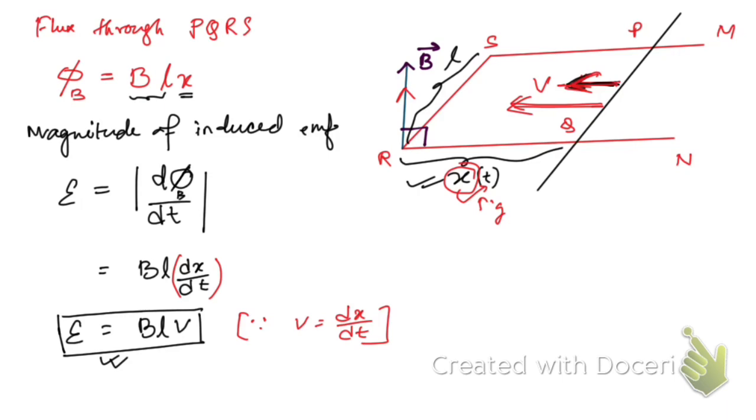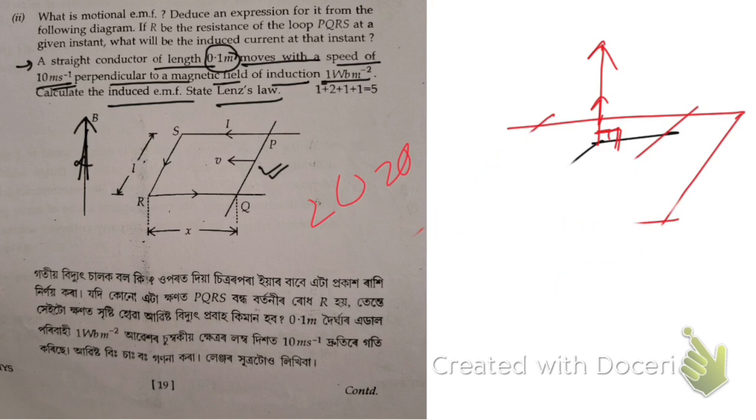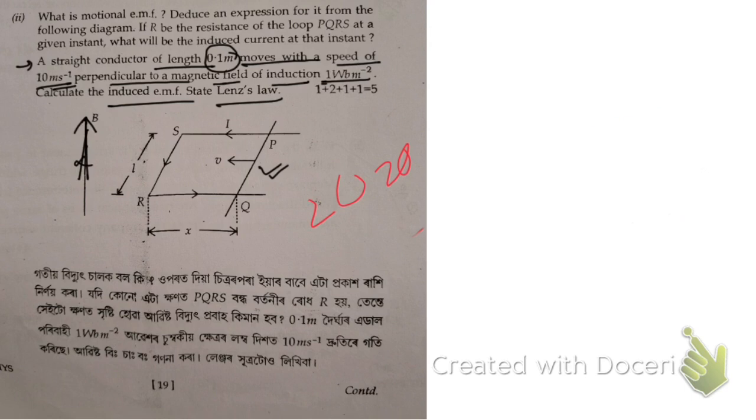Now you see, if you check the question paper of 2020, here there is one more part. A straight conductor of length 0.1 meter moves with a speed of 10 meter per second perpendicular to the magnetic field of induction, this. Calculate the induced EMF and state Lenz's law. So let me solve this problem also. Let me show you how to solve it. First let me clean this page.